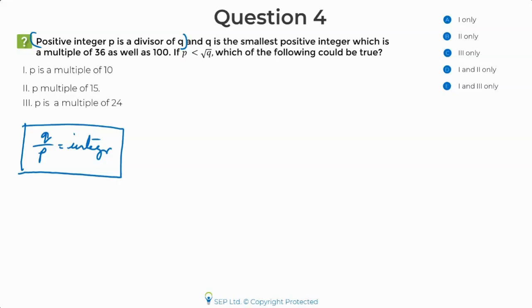Good. Number two. Now Q is the smallest positive integer. Whenever I see these words, my mind starts thinking about multiples, factors, those kinds of things. Smallest positive integer, which is a multiple of 36 and 100. So Q is the smallest, and also a multiple of 36 and 100. So what am I looking for here in this case? Multiple. So what am I looking for here?